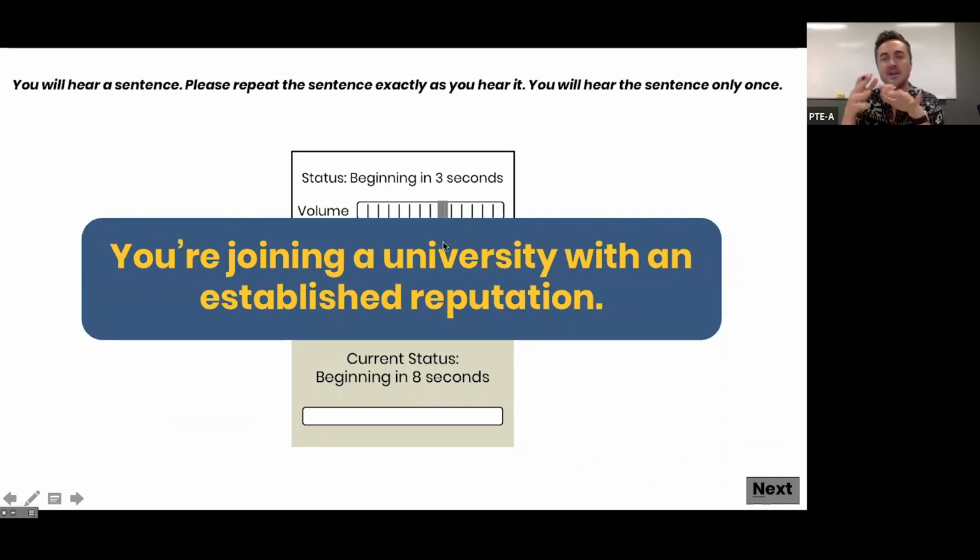What I should say here is don't just say the sentence in a flat, monotone way. Again, read with meaning, speak with meaning rather.